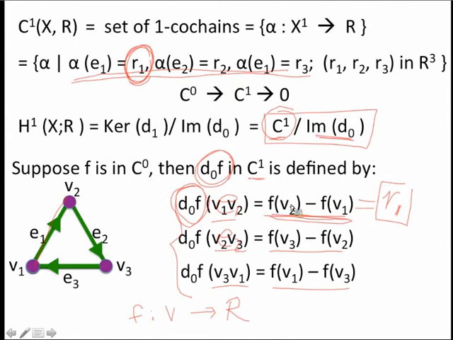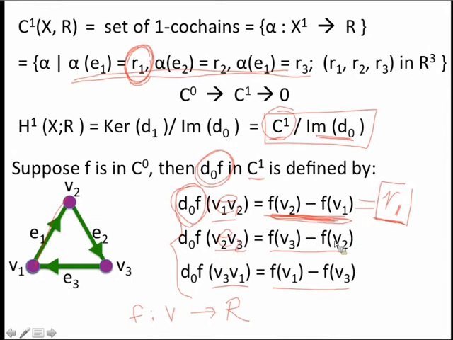I've got lots of functions to choose from. I get to send F of V2 to anything I want to, and I can send F of V1 to anything I want to. I'll choose something such that their difference is R1. Maybe I'll send F of V2 to R1 and F of V1 to the additive identity 0. R1 minus 0 would give me R1. It doesn't matter what I send it to, as long as the difference is R1. So does everyone believe that I can do that? Any questions about that?